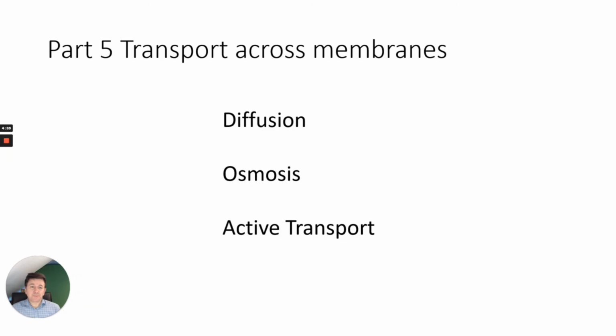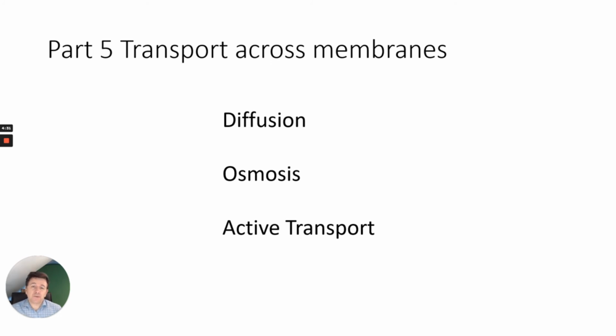Part 5, transport across membranes. So this covers quite a large section of work, but I would say this section really does cut across the whole of your GCSE. So I'm going to spend a tiny bit more time on these 3 things because I think they're very important. The 3 areas of transport across membranes are diffusion, osmosis and active transport.